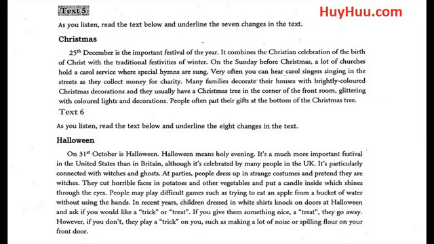Text 6. As you listen, read the text below and underline 8 changes in the text.